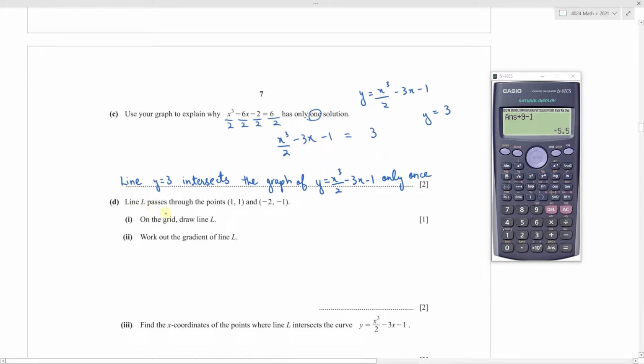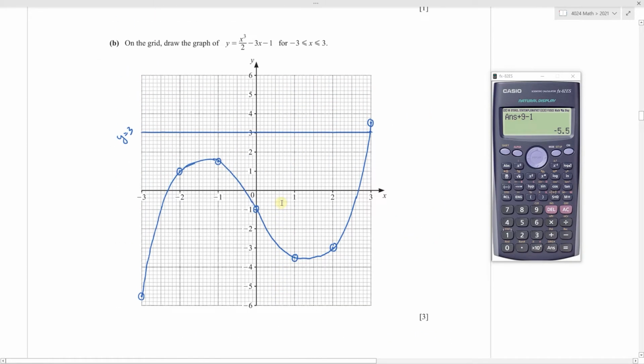Part D is a line L passes through these points on the grid. Draw line L. So you have one point is 1, 1, and the other one is minus 2 and minus 1. So let's plot this. First point is 1, 1. So 1, 1 is here. And the other point is minus 2 and minus 1. So minus 2 and minus 1 will be here. So let's draw a straight line through these 2 points.